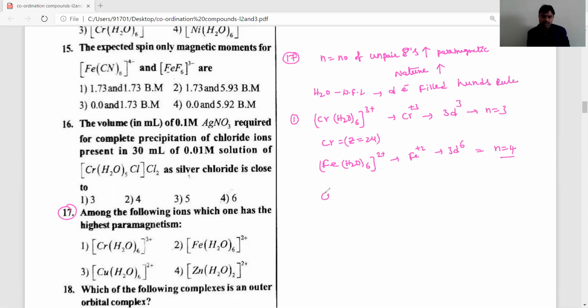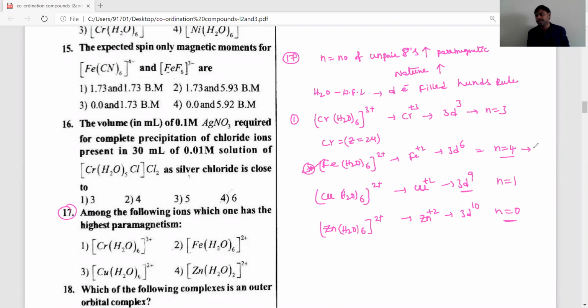Next one is copper, [Cu(H2O)6]2+. Copper 2+ has electronic configuration 3d9. d9 means n is equal to 1, one unpaired electron is present. [Zn(H2O)6]2+ is nothing but Zn 2+, which is 3d10, so n is equal to 0. So which has the most unpaired electrons, dear students? The iron 2+ complex has the most unpaired electrons.